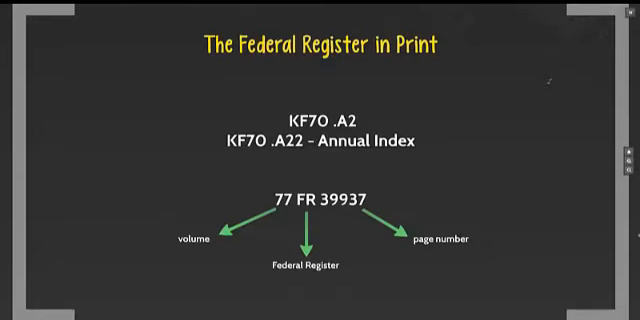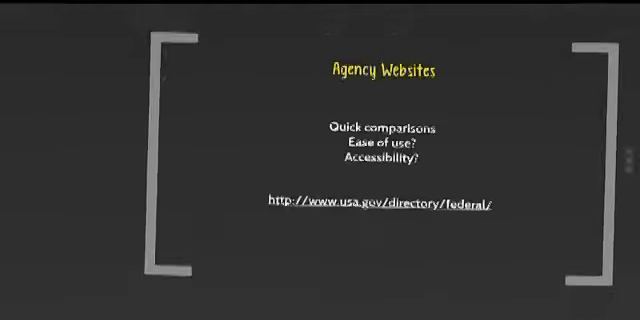We have it in print in the library at KF70.A2, and these copies go back to July of 2010. So see if you can find the Park Service regulation we just looked at. The citation is 77 FR 39937. Of course, the FR stands for Federal Register, 77 is your volume number, and 39,937 is your page number.